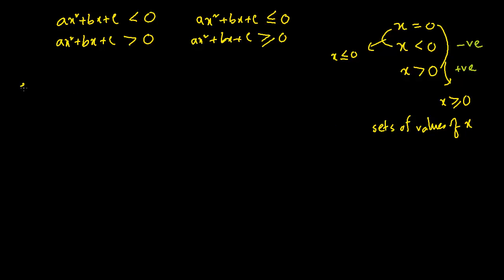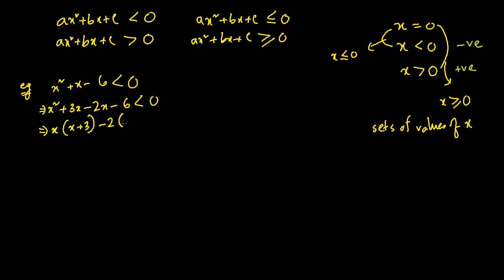So let's start with an example. If you have x squared plus x minus 6 less than 0, let's do the middle term break. The coefficient of x squared is 1, so 6 into 1 is 6. We can break it down into 3 and 2. So x squared plus 3x minus 2x minus 6. In order to do this, you need to know the middle term break method of factoring quadratics. If we take x common, it would be x plus 3. If you take minus 2 common, it would be x plus 3. So if we factor it, (x plus 3)(x minus 2) less than 0.